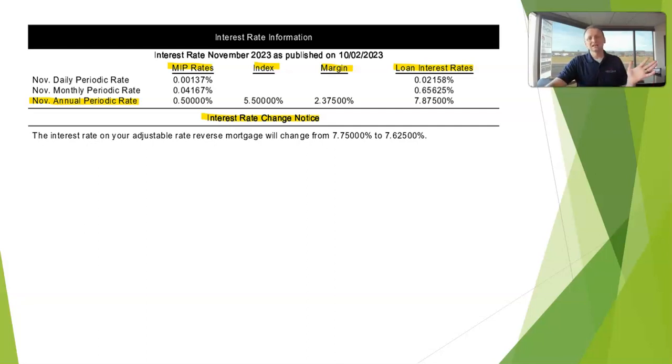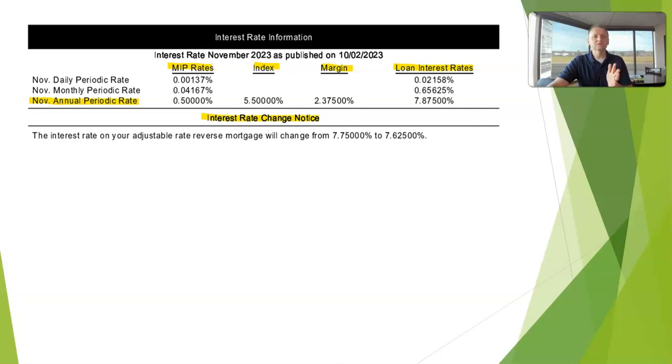And so, again, I think they give far too much information here, which can be really, really confusing. And so let's dive into the things that really matter the most to you. The first thing here is they give you 3 lines, a daily, a monthly, and an annual periodic rate. The annual is really the only one you're looking at here. It's the only one that really matters. It's what most people understand.